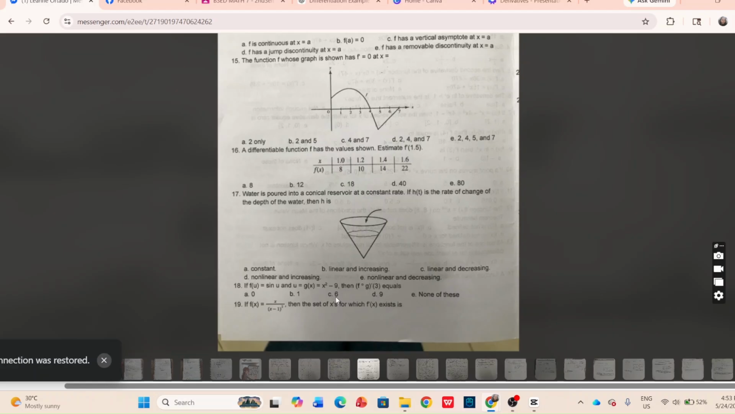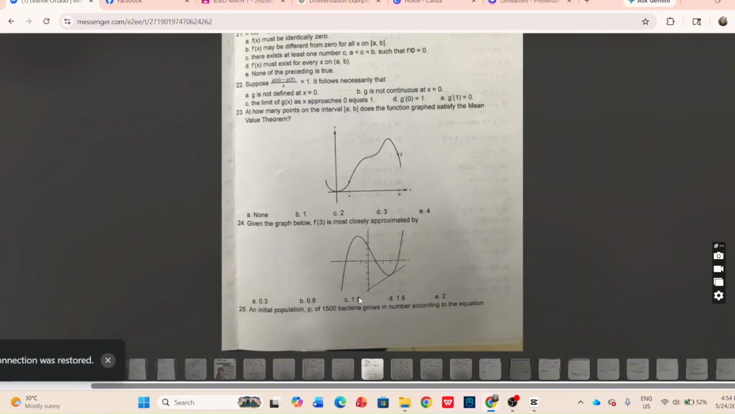Number 19. If f of x equals x all over (x minus 1) squared, then the set of x for which f prime of x exists is. The correct answer for number 19 is letter E. The derivative exists except where the denominator is 0. You need to say x is not equal to 1. You need to say all reals except x equals 1, because x shouldn't be equal to 1.